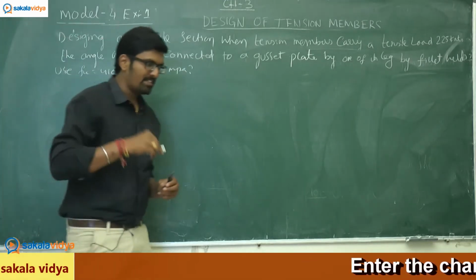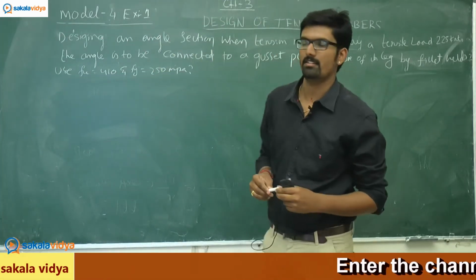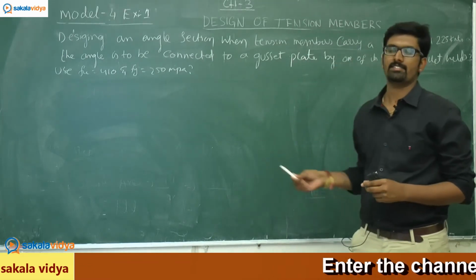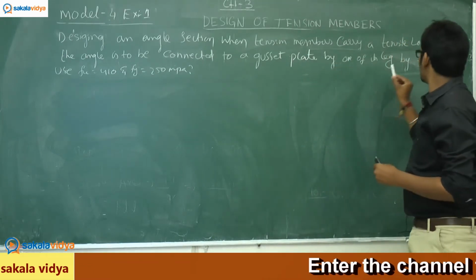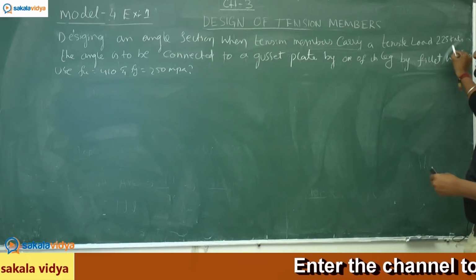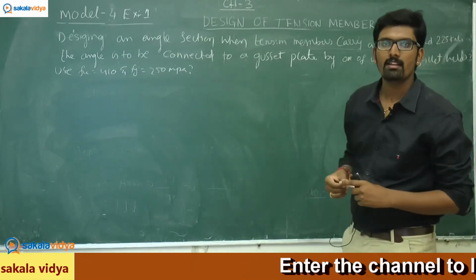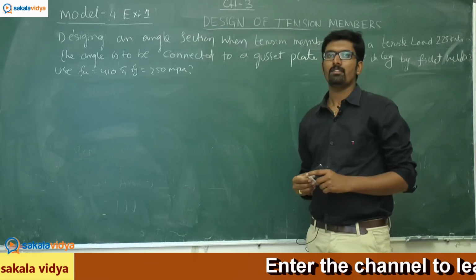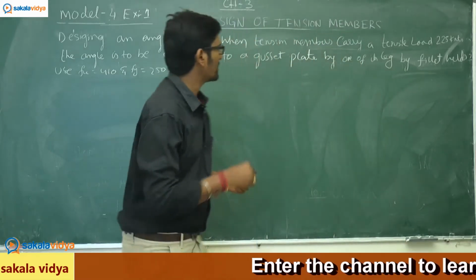So in our previous problems we have calculated the design tensile strength of the angle section. But here the load is given, that is, the tensile load is given. We need to select a suitable ISA, Indian Standard Angle section. So let us solve the numerical problem.